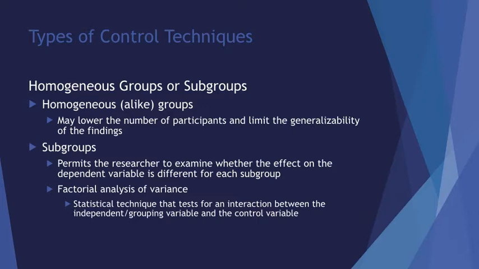Subgroups also use this thing called factorial analysis of variance. And this is a statistical technique that tests for interaction between the independent grouping variable and the control variable.